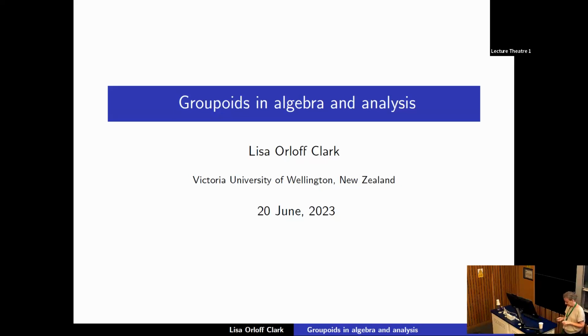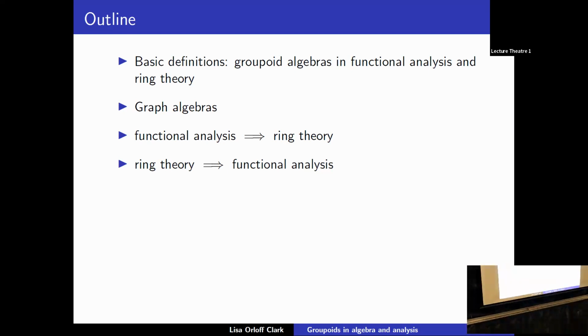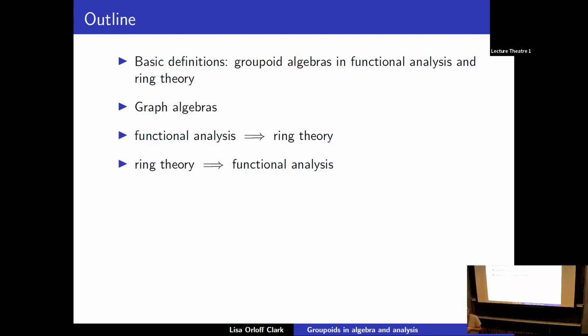All right, so just a quick outline, a very big overview. I'm going to give some basic definitions, although I won't give all the definitions, since they're covered already. In particular, we'll target graph algebras to start, and then I'm going to talk about how functional analysis has inspired or gave intuition to results in ring theory, and then the other way around, how ring theory results inspired or gave some intuition for results in functional analysis, in particular in the realm of groupoid algebras.